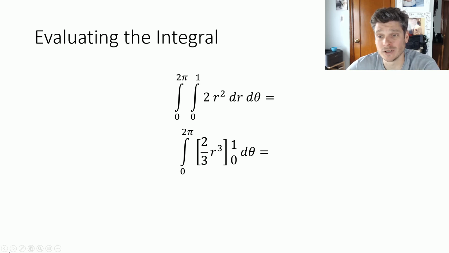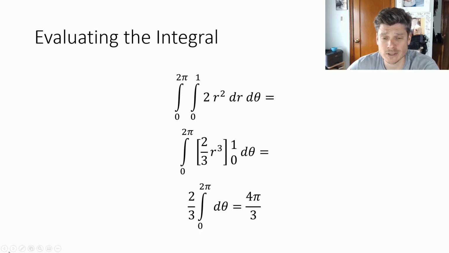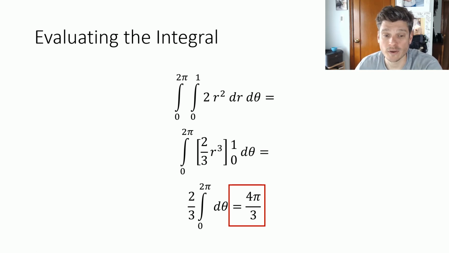And again, this is really, really nice when you get to plug in zeros and ones because the zeros are just going to make any polynomial expression go away. And if I plug in 1, that's just the coefficient 2/3. So 2/3 times the integral from 0 to 2 pi d theta, because again I can factor out that constant. Well, then it's just my constant function, which means it's multiplied by 2 pi, and so my solution is 4 pi over 3.